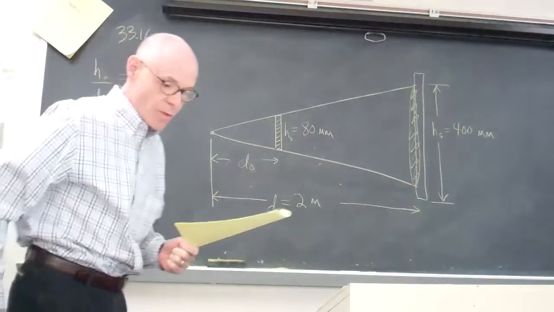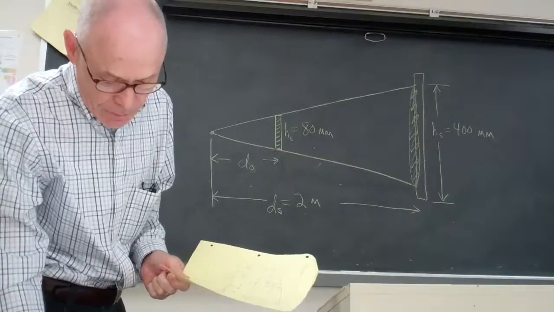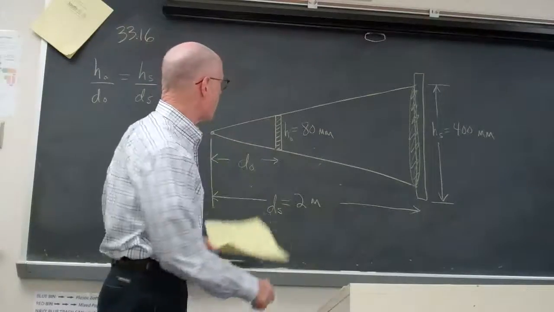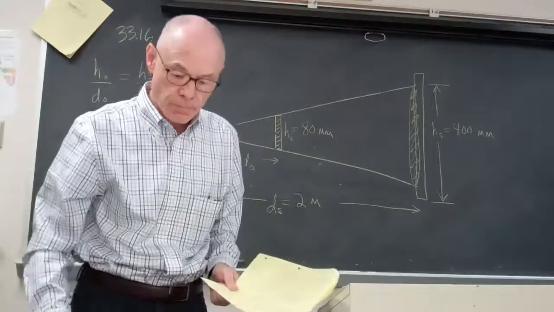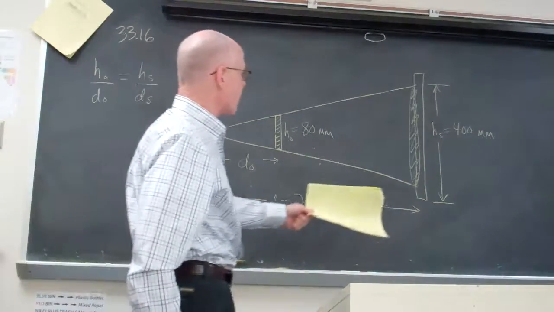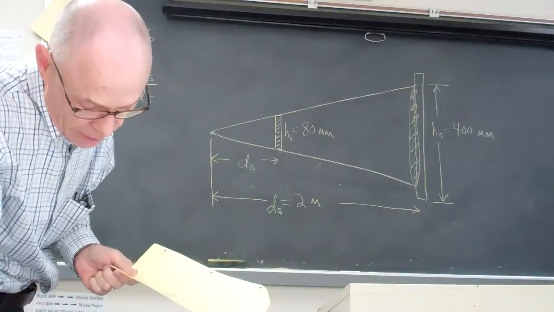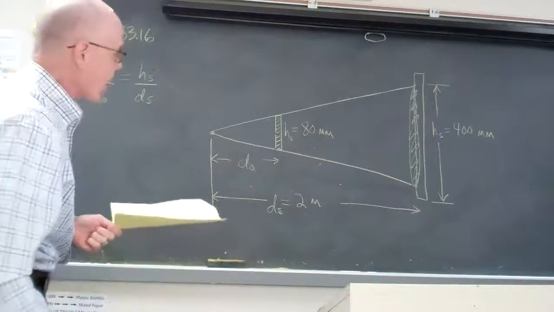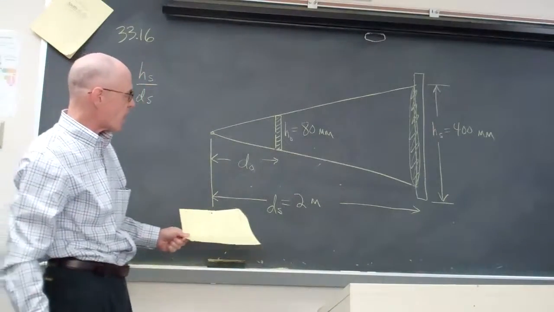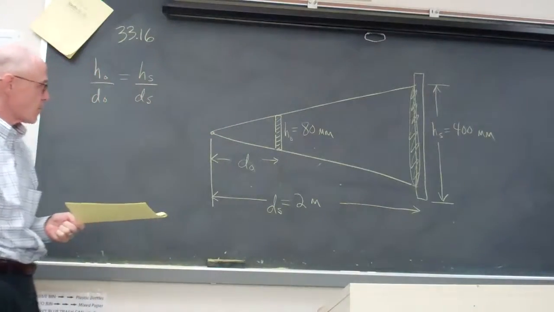Here's the next problem, number 16. So you're given that you have a plate 80 millimeters in diameter. That is our opaque object. And the height of the shadow is given as 400 millimeters. And you're asked to solve for the distance of the object from the point source if the shadow is formed at a distance of 2 meters from the point source of light.